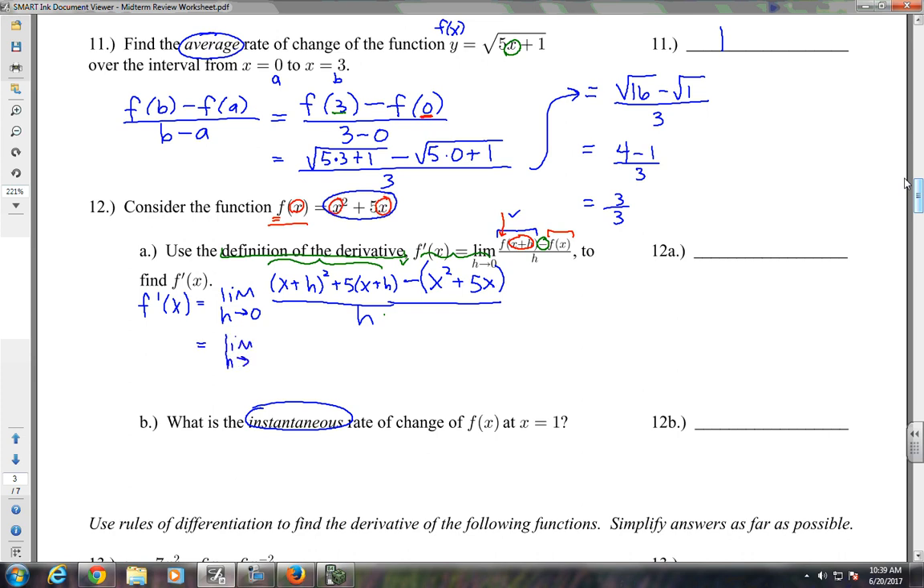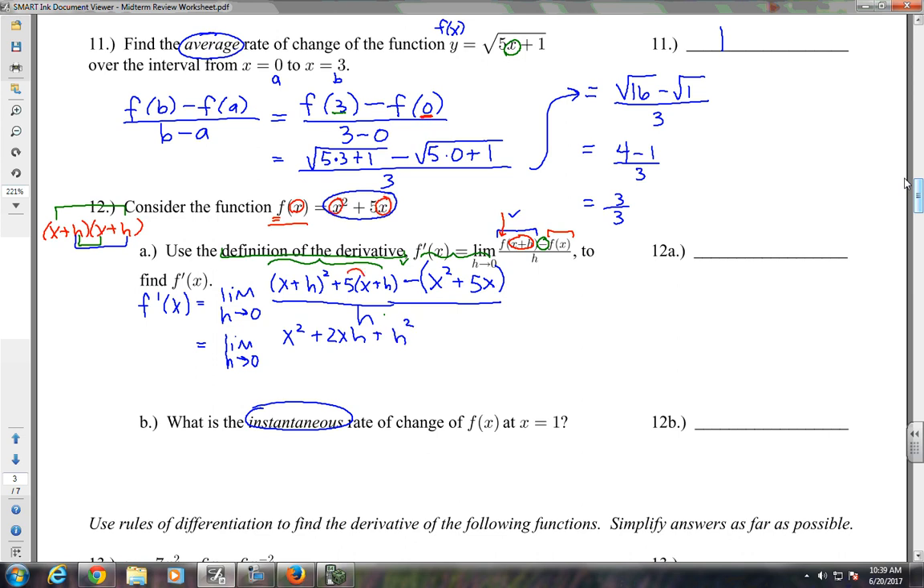We need to FOIL (x plus h) quantity squared. Now be careful here. Don't just distribute that 2. Think of x plus h as (x plus h) times (x plus h), and then apply your FOIL process, right? So the product of the first two terms is x squared. Outside terms, we have plus xh. Inside terms, same thing. We combine those to get plus 2xh. And then the product of our last terms here, h times h, is h squared.